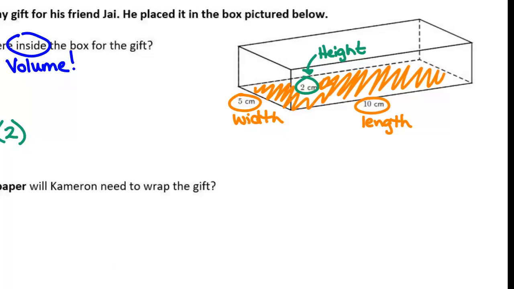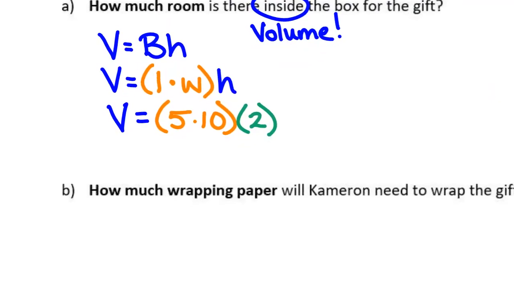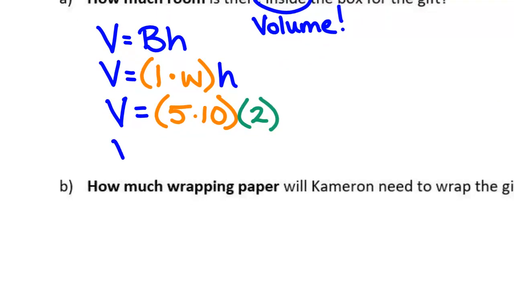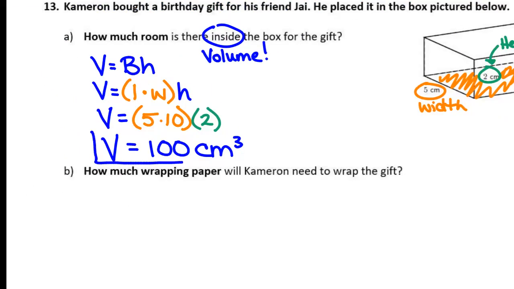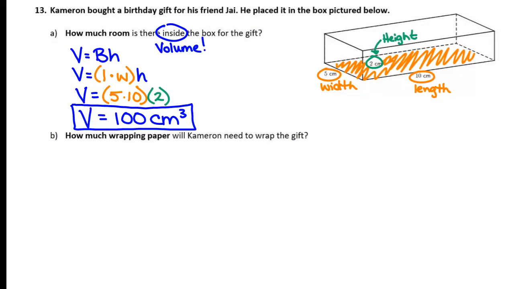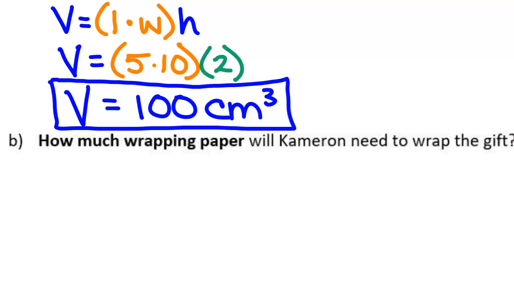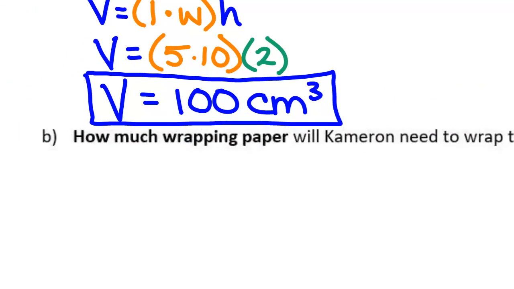What do we get when we do 5 times 10 times 2? 100. So the volume would be 100 what? Centimeters cubed. All right. How much wrapping paper will Cameron need to wrap the gift? What are we asking about now? Surface area.